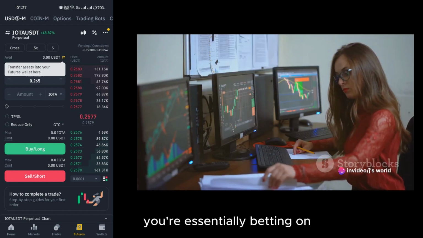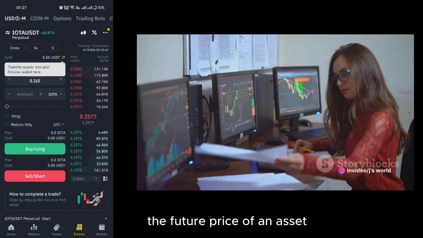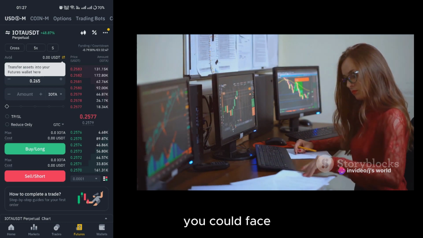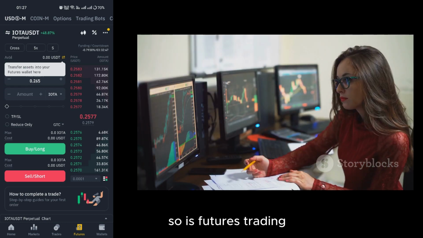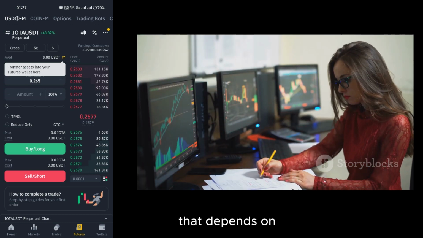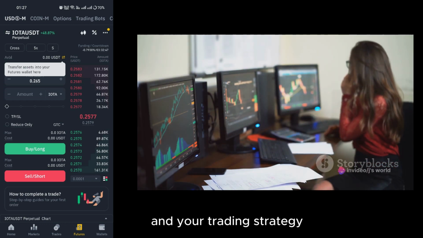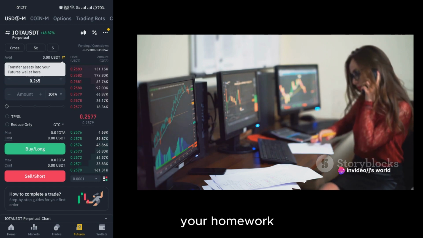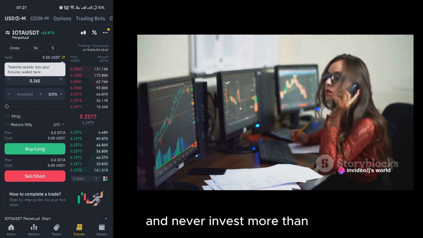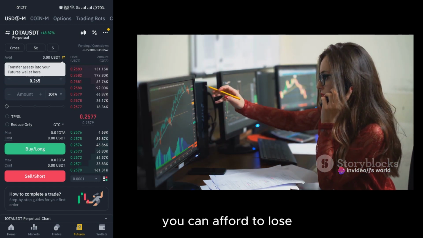With futures, you're essentially betting on the future price of an asset. If your predictions are off, you could face substantial losses. So, is futures trading for you? Well, that depends on your risk tolerance, your understanding of the market, and your trading strategy. It's essential to do your homework, understand the risks involved, and never invest more than you can afford to lose.